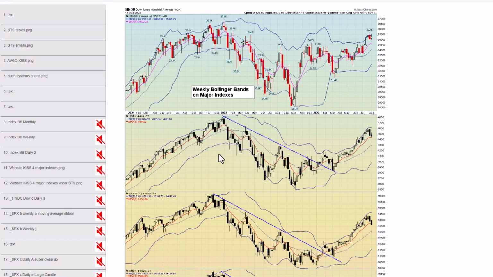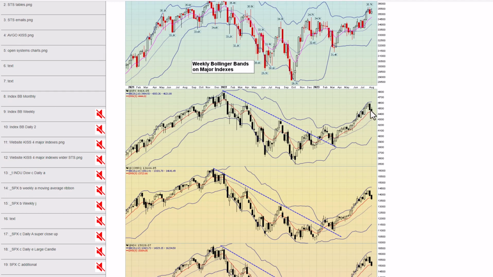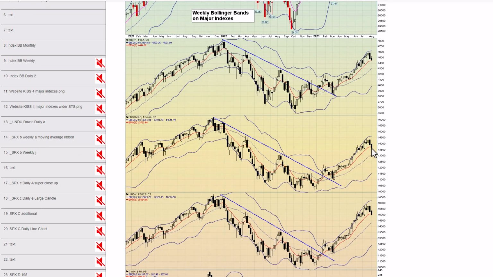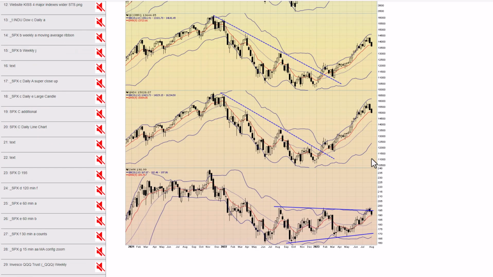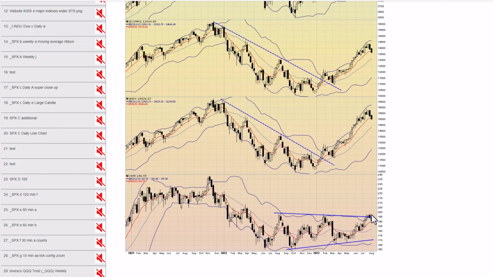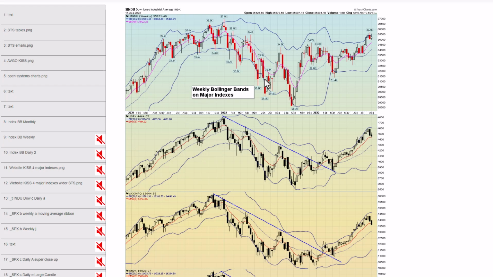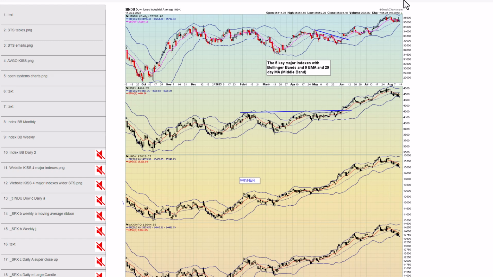Next. Chart number 9, here's a weekly view of the 5 key major indexes. Again, the Dow still holding up here the best short term. S&P, couple week pullback. It's still above its 9-week EMA. The NASDAQ is losing its 9 EMA. That's a problem. And the Russell at the bottom here, IWM, pulling back from that upper coil trend line.